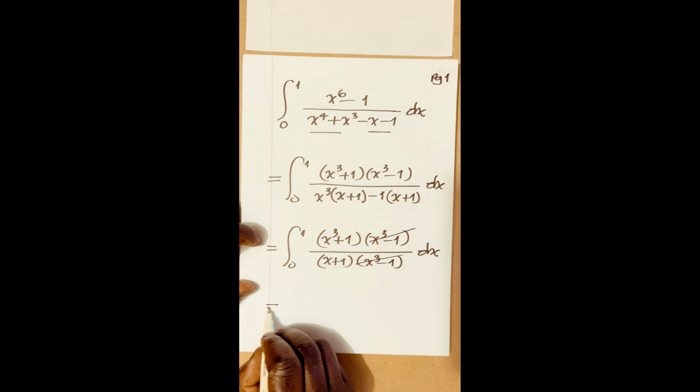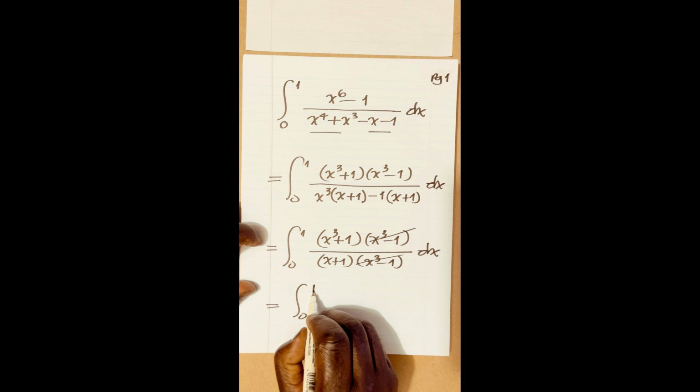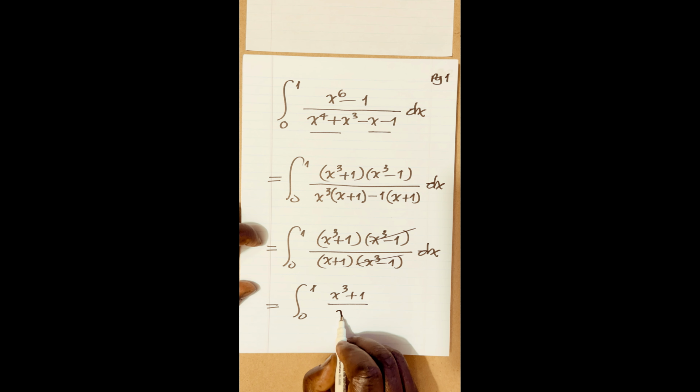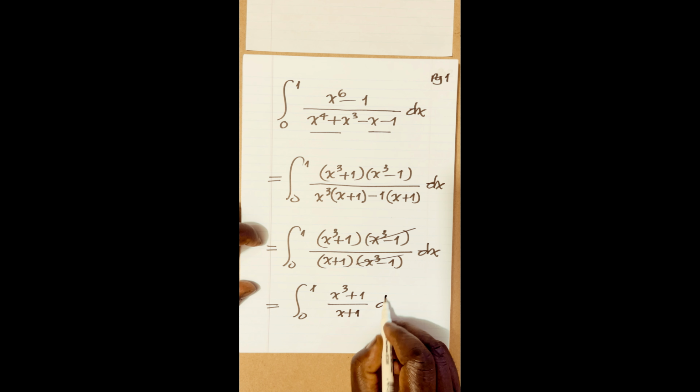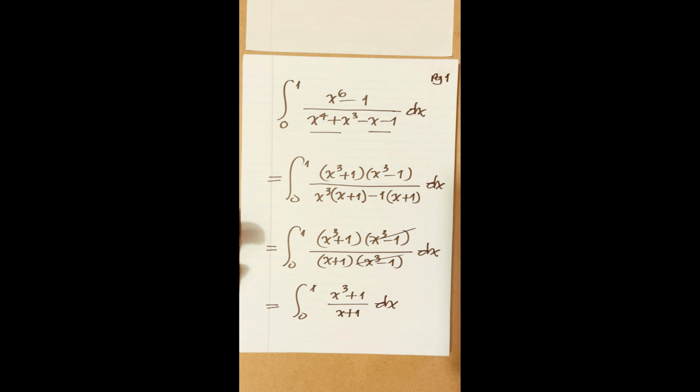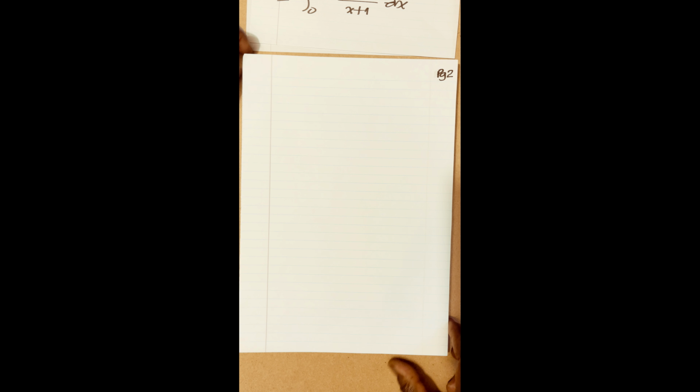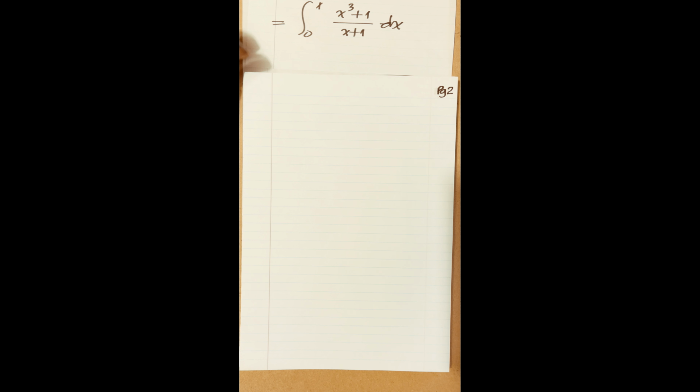And so what we have now is the integral from 0 up to 1 of (x cubed plus 1) all over (x plus 1) dx. And looking at the numerator there, we have what we call the sum of 2 cubes. We can factorize that numerator again and simplify. So we're moving on to page 2 to just complete this one up now.